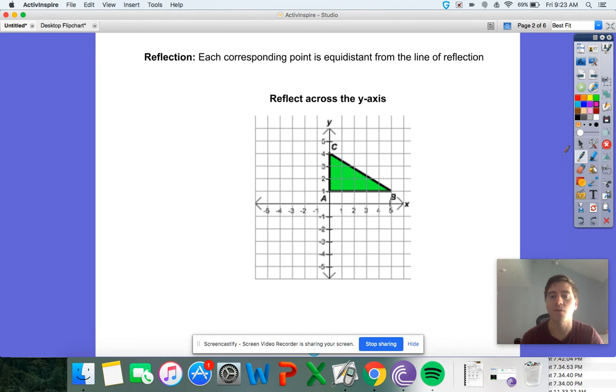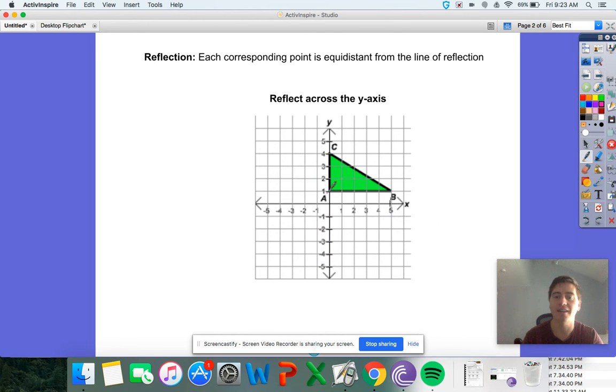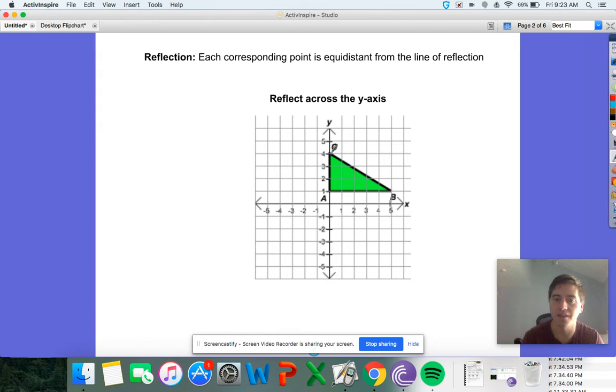Okay, what about reflecting it across the y-axis? Well, this one's interesting because C is 0 across the line, which means C prime is going to be 0 across the line. It's going to be right there. It's on the line. A prime is going to be there too. But B is 5 away, so B prime has to be 5 away too. Boom, there's your reflection across the y-axis.